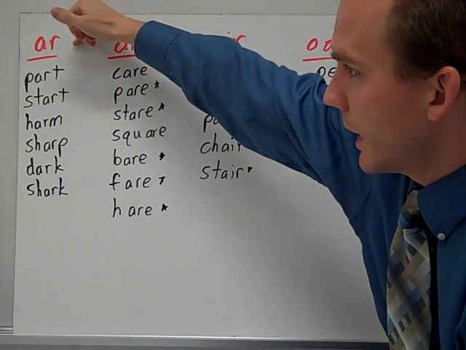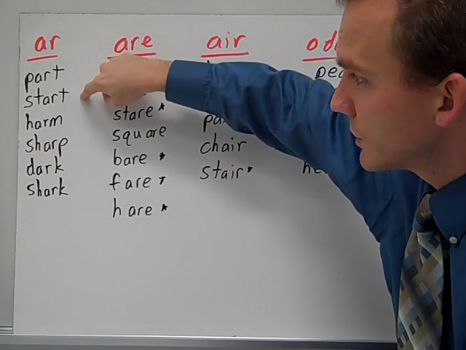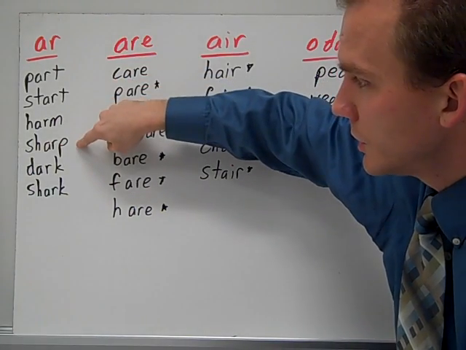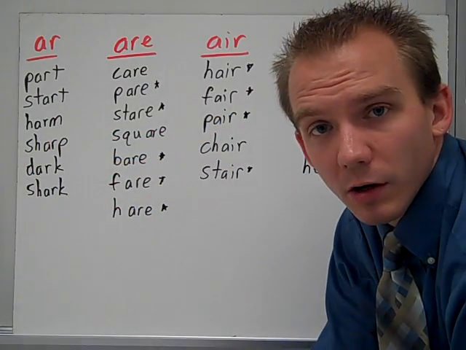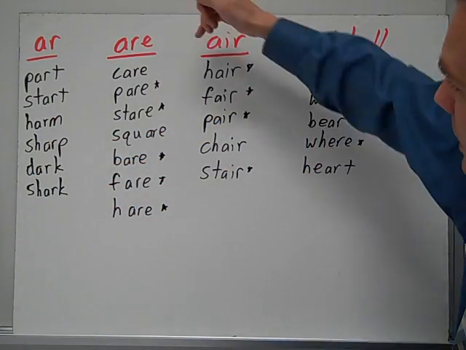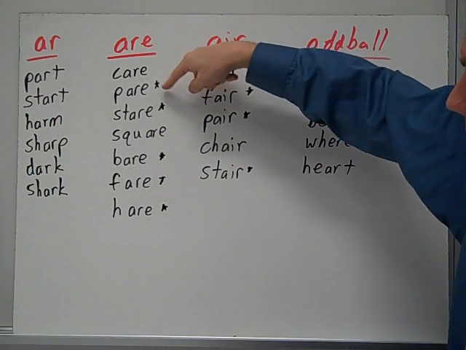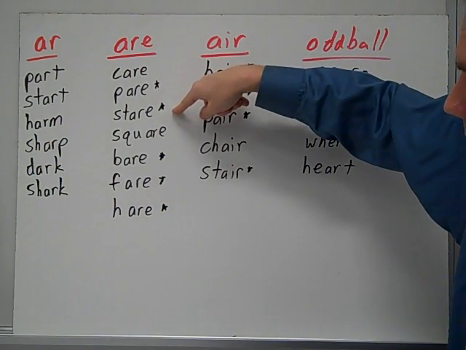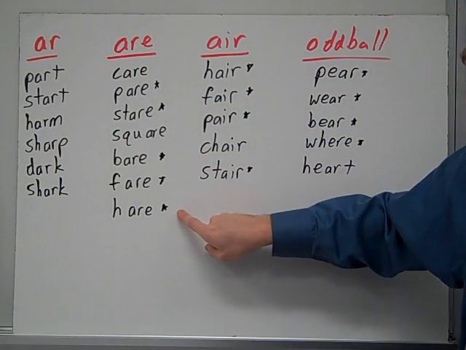So let's look at our AR words, or our short R. Part, start, harm, sharp, dark, and shark. All of them have an R sound in the middle. And then we have our ARE words, like care, pair, stare, square, bear, fair, hair.